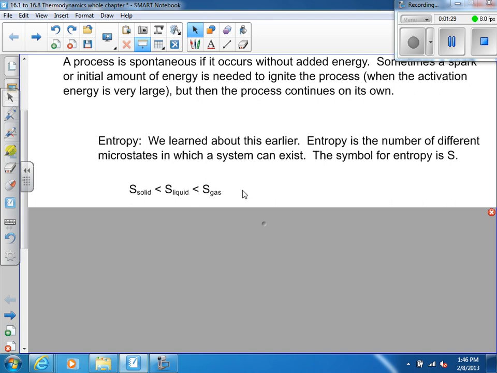Also, if you have the same volume and pressure goes up, entropy would go up because you have more molecules in there. As temperature goes up, you'd have more entropy because the amount of energy that each molecule could have or could transfer to another molecule increases.